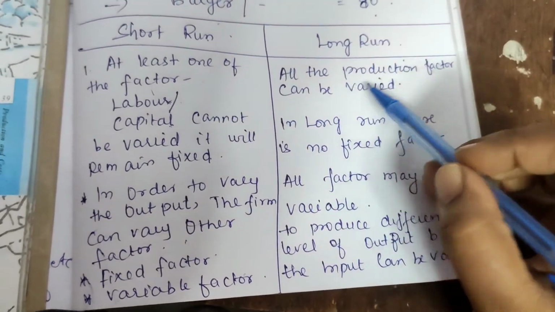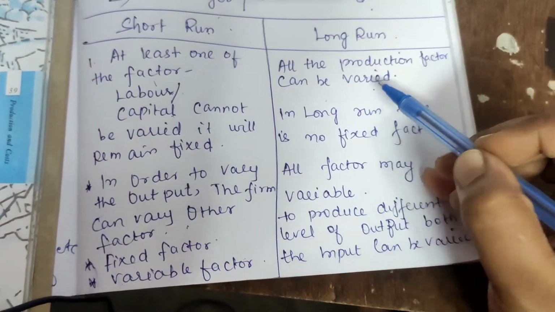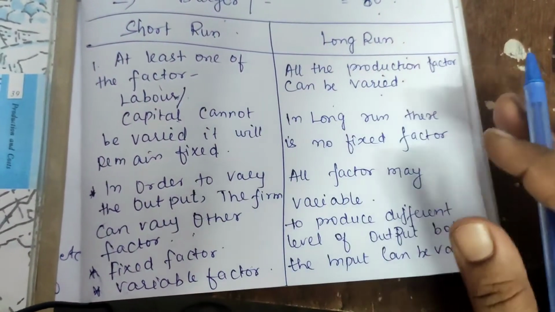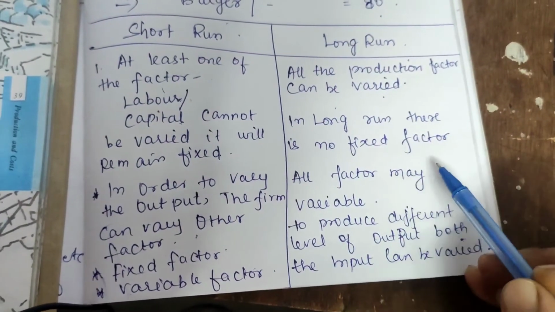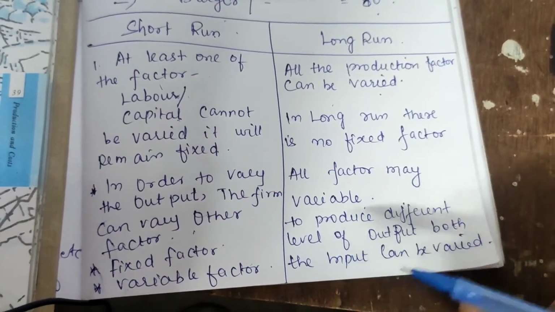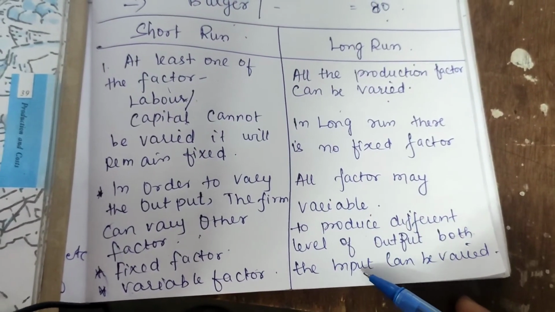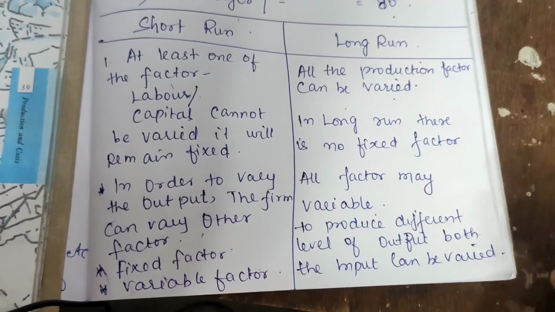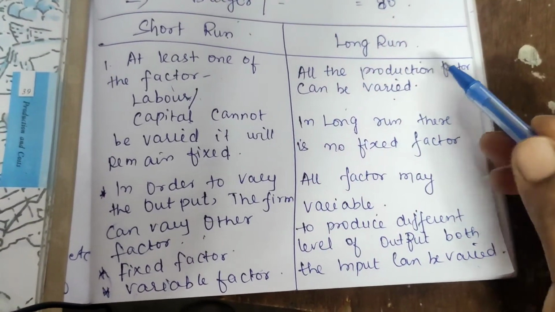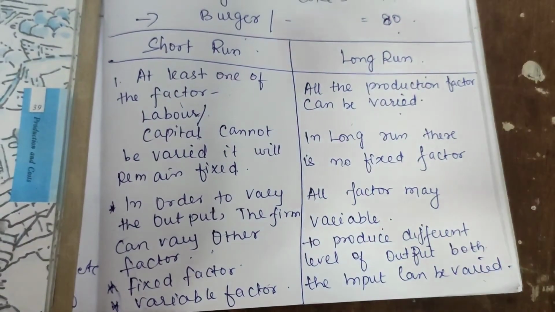In the long run, all production factors can be varied. In the long run, there is no fixed factor. All factors may be variable. If you want to change the level of output, then you can increase the level of your inputs simultaneously. That is all about short run and long run.